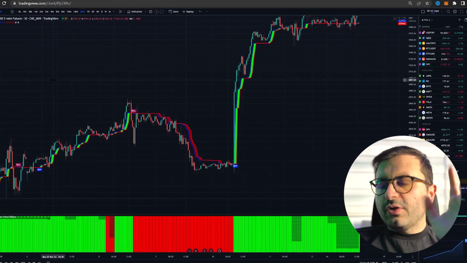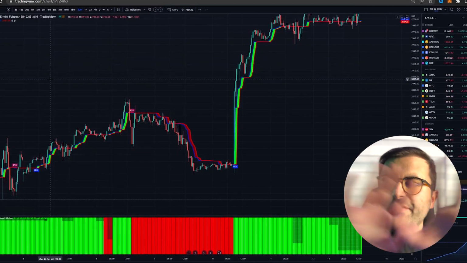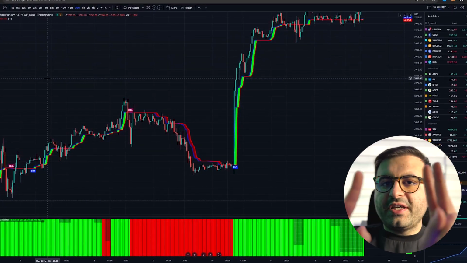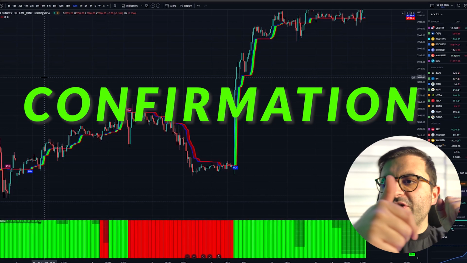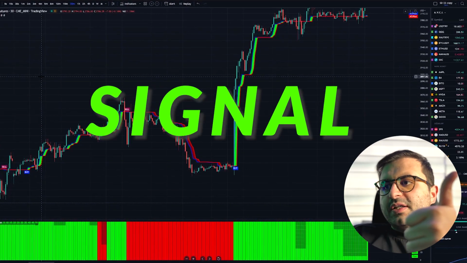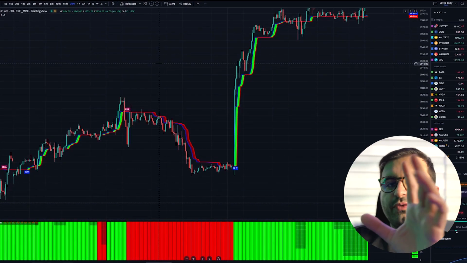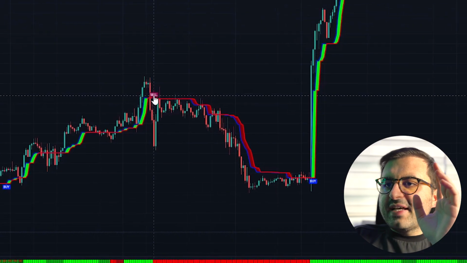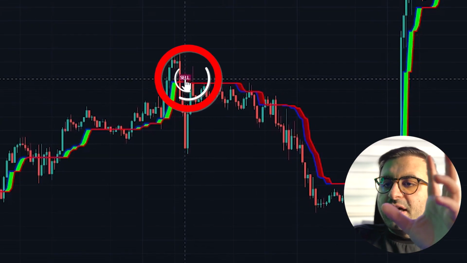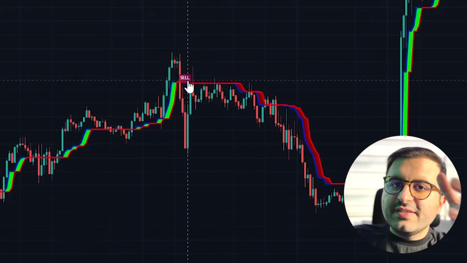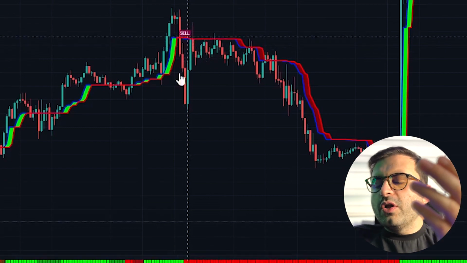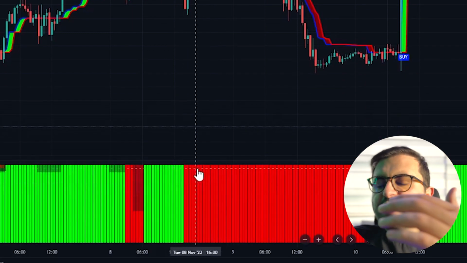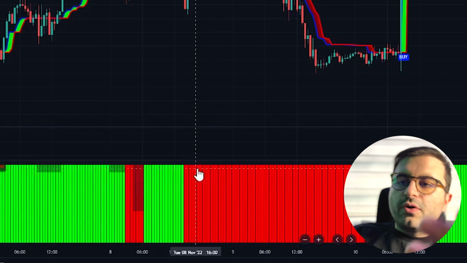And now let's talk about the rules. Rules are very simple. We have two indicators, one for the confirmation and one for the signal. Now let's see what we got here. We got a sell signal here, as you can see, and after we get any signal, we will go and look at the Donchian Trend Ribbon to see if it confirms us or not.